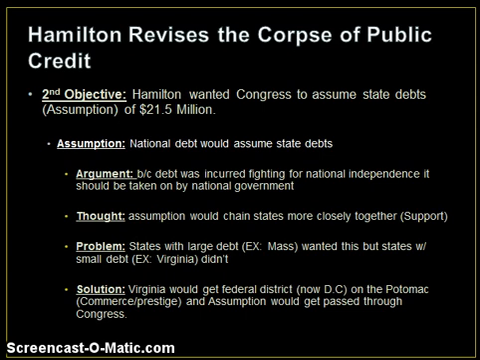This is going to shift the attachment of wealthy creditors from the states to the national government, which is going to feed into Hamilton's plan. Remember, he wants the wealthy to be owed money by the national government. The problem, again, was different states want it, and states in the South with no debt really don't want it. The solution here is the South wants the national capital. So Virginia is going to get the federal district, or the District of Columbia, on the Potomac River. It's going to bring commerce because it's on the water. It's going to bring fame, prestige, a lot of people, and assumption is going to get passed through Congress.